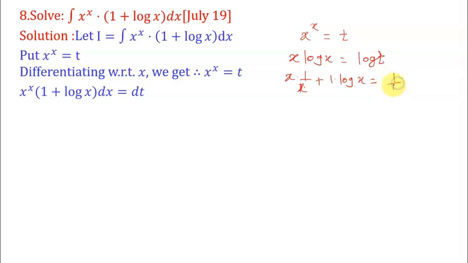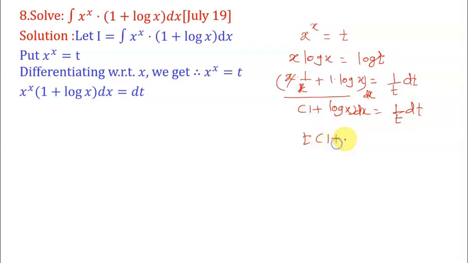And the derivative of log of t is 1 upon t into dt. Here x will get cancelled. You will get (1 plus log of x), this whole into dx, equals 1 upon t into dt. Therefore, the value of t is x raised to x. If you take it to the left hand side, then t into (1 plus log of x) dx equals dt.